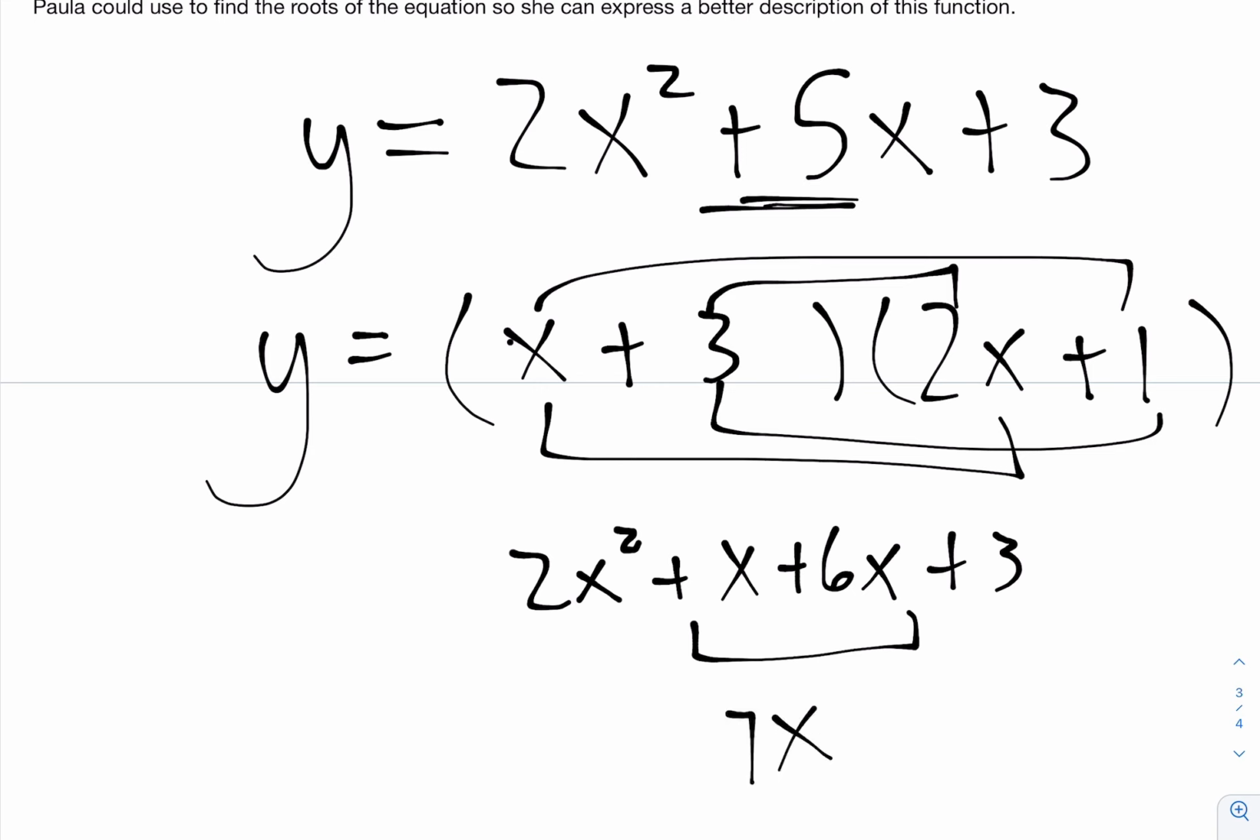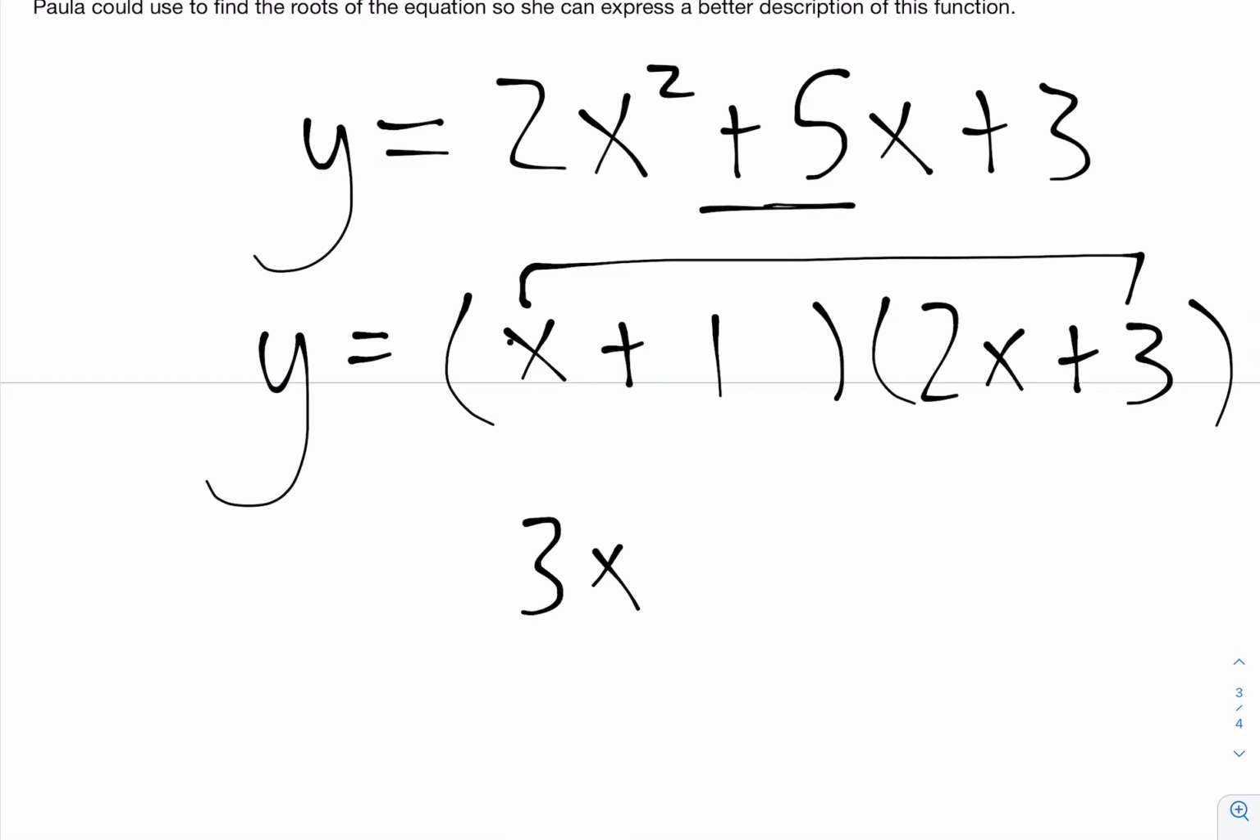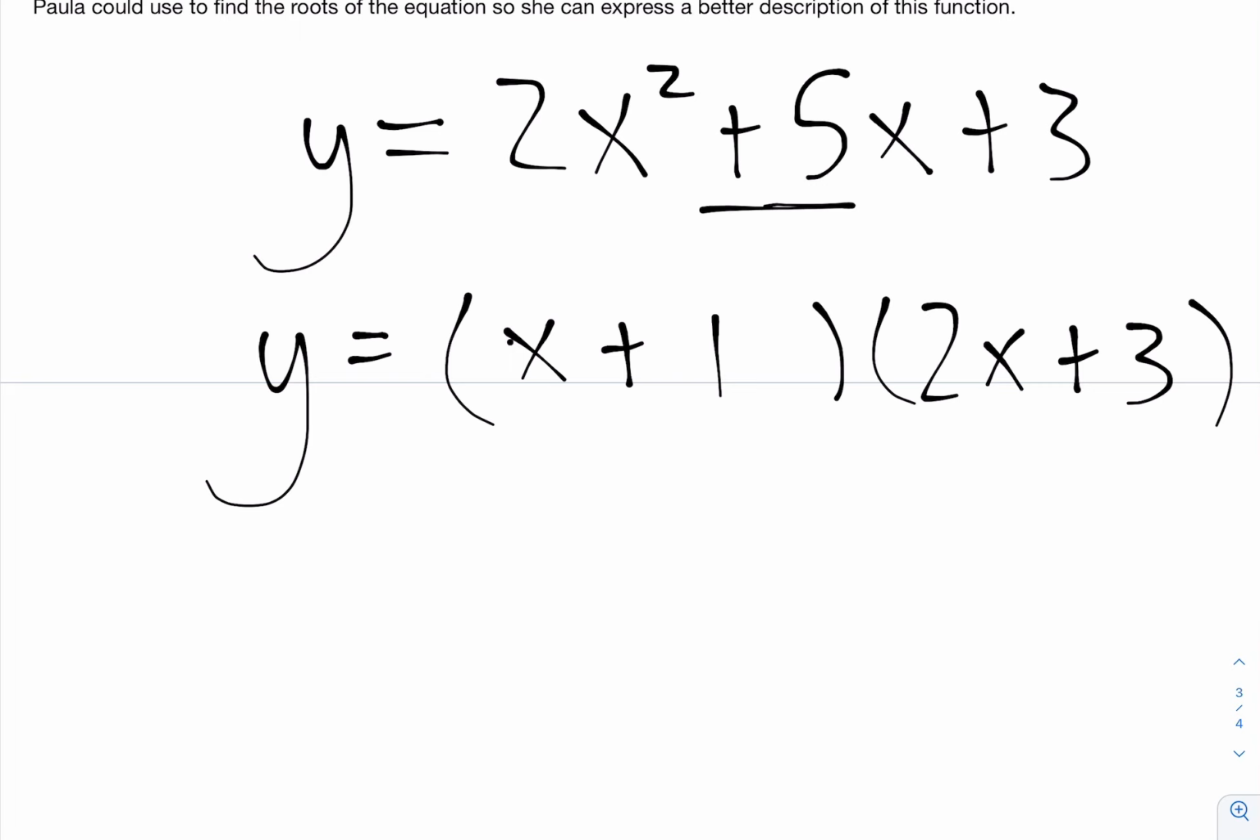We don't want that. We want it to add to 5x. So that must mean that we have to switch the order of our 1 and our 3. It's going to be x plus 1, 2x plus 3. Because now x times 3 is 3x, and 1 times 2x is 2x, okay? And that's going to equal 5x, and that's exactly what we want. So in this case, we would factor, and that's factored correctly.